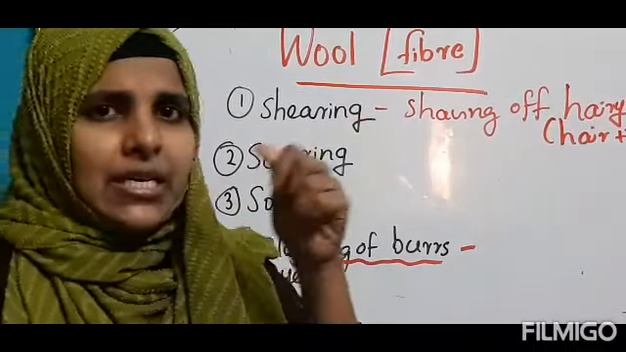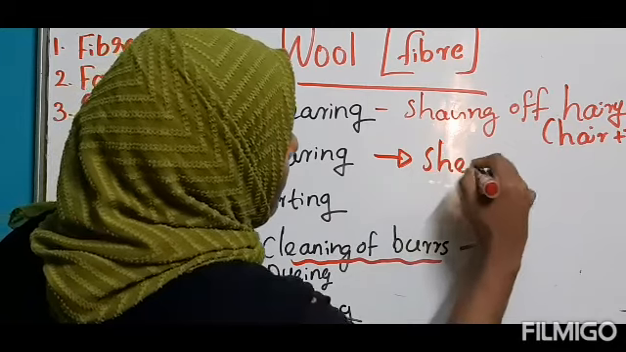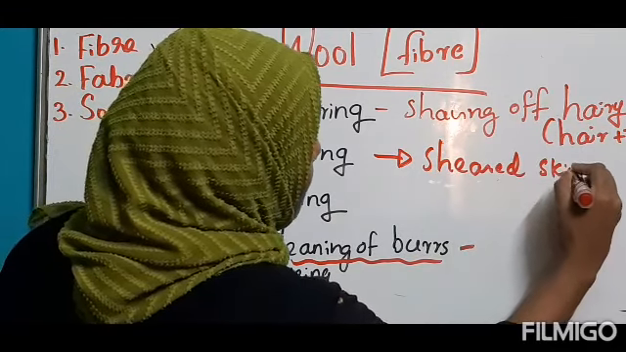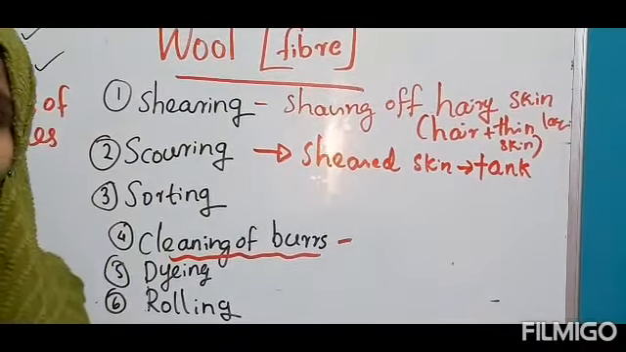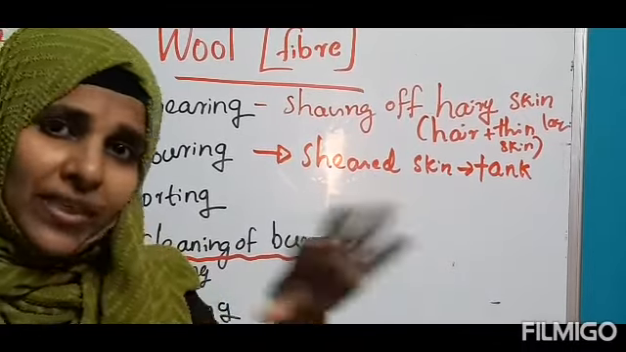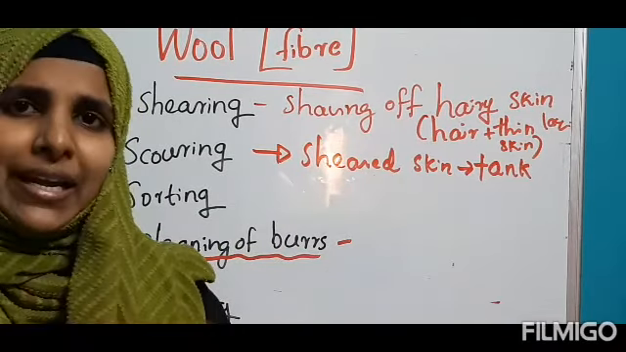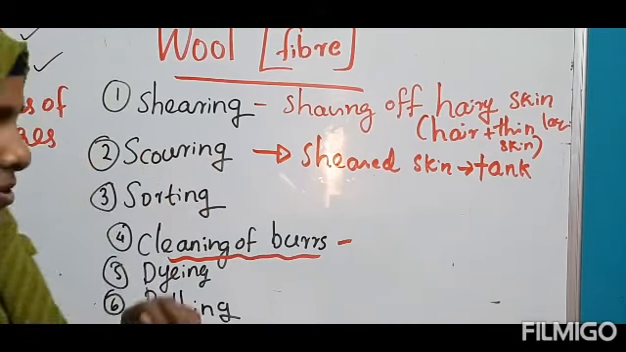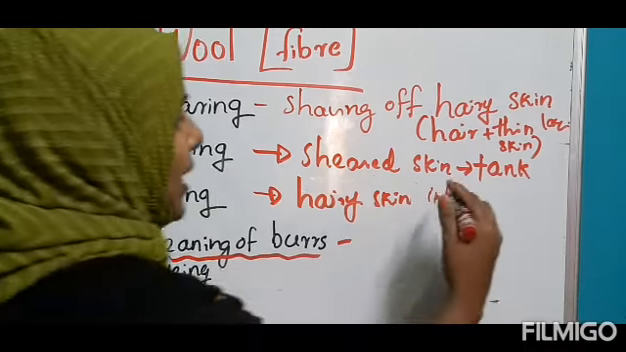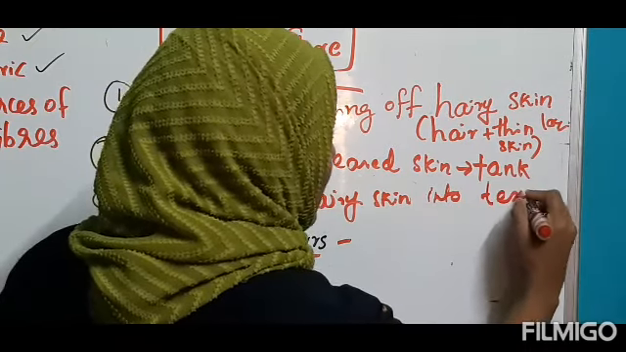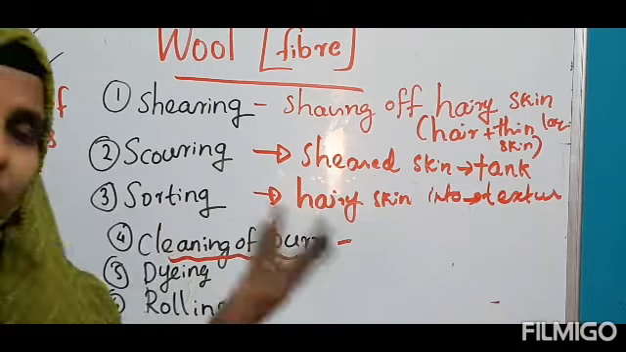After shaving we will get some hairs with the dry skin. That shared skin, what we will do? That shared skin we will put in a big tank. For why are we putting it in a big tank? Because for removing the dust particles or the dirty particles from it. Now it is done by machine, we are using this scouring process. After that sorting, we are sending the hairy skin into different factories based on the texture.